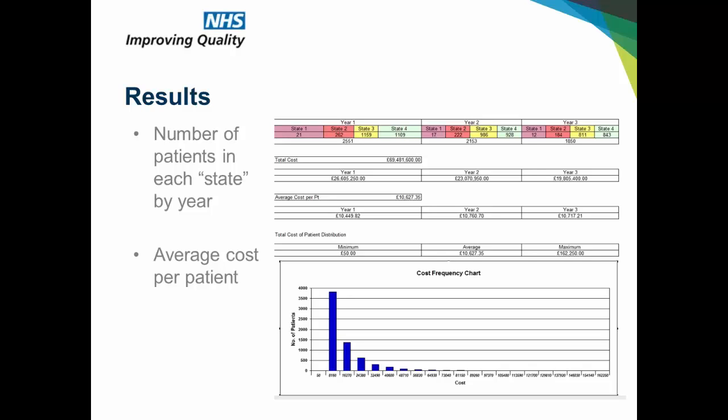So the results that we can see then are looking at the number of patients in each state by year. So you can run it over a number of years and see how the number of patients might change year by year. And of course, some of them are going to die, some of them will be discharged, some of them will move into the next state, and there'll be new patients coming in. So you can test all of those different potentials. And you can also look at the average cost per patient. So that's quite a high-level view of the results that come out.